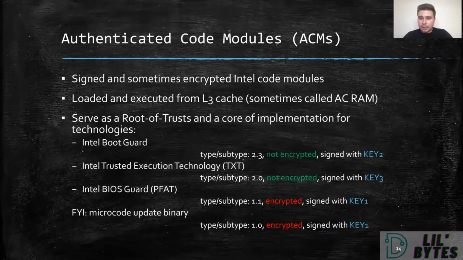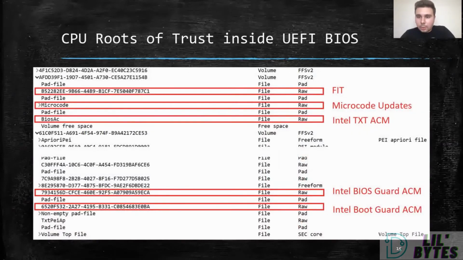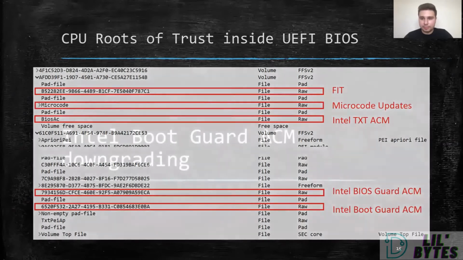They serve as a root of trust and as an implementation for technologies like Intel BootGuard, Intel Trusted Execution Technology, Intel BIOS Guard, also known as Platform Flash Armoring Technology. A quite interesting note is that the BIOS Guard ACM and the microcode update binary are both encrypted and signed with the same key. So now we can see all CPU roots of trust in a single UEFI BIOS image. It is FIT, microcode updates, Intel, and all of the ACMs I mentioned before.